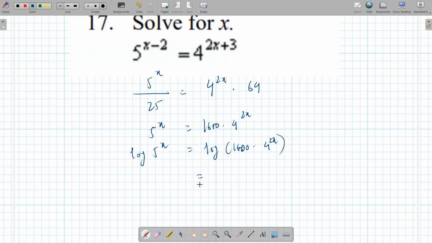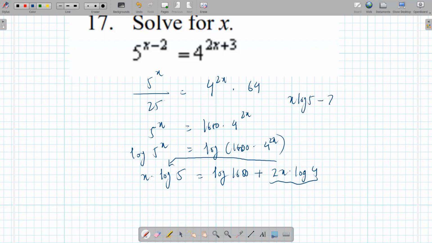And then what can we do? I guess we can split them up. Log of 1600 plus 2x times log of 4. Yeah, this becomes a plus log 4 to the 2x, and you can bring that down. Then on the other side, you have x times log of 5. Now you want to bring the x's to the same side. I'm going to move this here. So I get x log 5 minus 2x log 4 equals log of 1600.